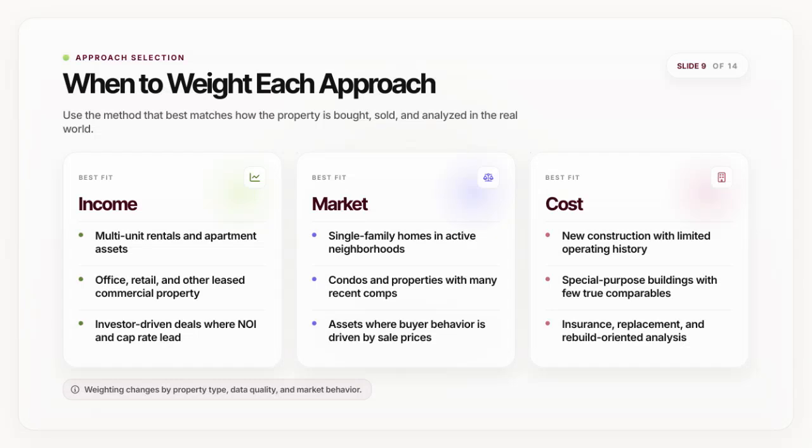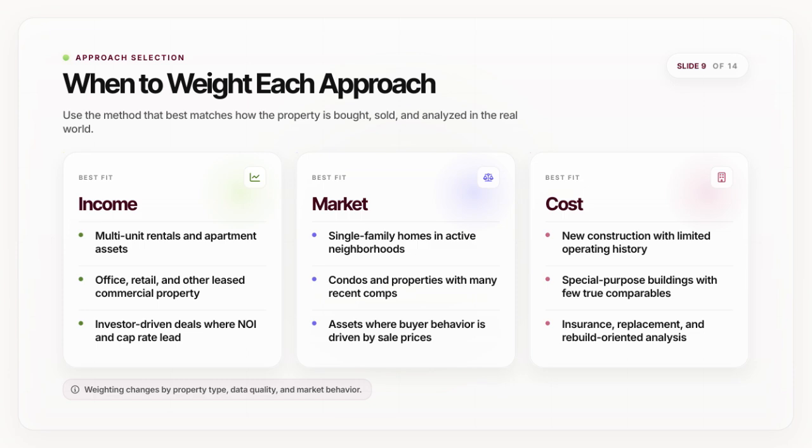When selecting the best approach for valuing a property, it's important to use a method that most closely reflects how the property is actually bought, sold, and analyzed in the real world. The weighting of each approach can change depending on the property type, the quality of data available, and current market behavior. For the income approach, this works best with multi-unit rentals, apartment buildings, and commercial properties like offices and retail spaces. These are typically investor-driven deals where net operating income and capitalization rates are the main focus.